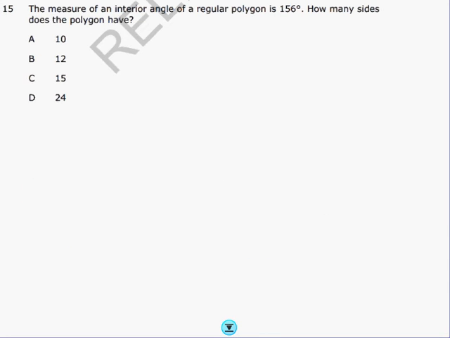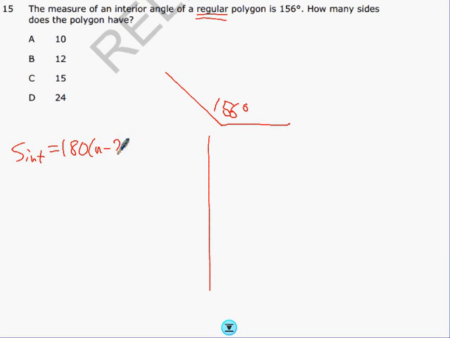The measure of interior angle of a regular polygon is 156 degrees. How many sides does the polygon have? Okay, we've done problems like this before. It's a regular polygon. So what we need to figure out is there's 2 ways to do this. We can use the sum of the interior angles. It's 180 times n minus 2. We don't know how many sides this has, so we're just going to leave it as n. The other way to figure this out is, well, I've got n angles, and they're all 156 degrees.